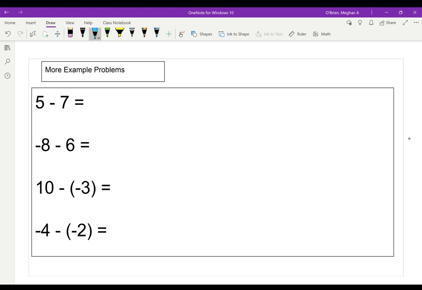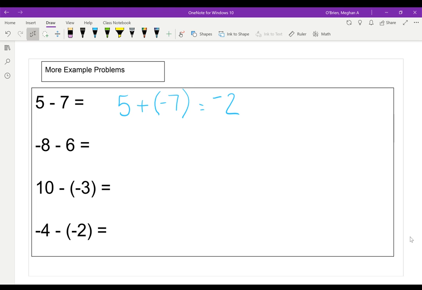So let's go through a couple options. 5 take away 7, I know, is the same as adding the inverse. It's the same as 5 add negative 7 because of that subtraction sign. We're going in the negative direction on the number line. We're going left. And if I think back to last week and what I know about adding integers, it's going to end up being negative because I've got more negatives. The 7's larger than the 5. And I'm going to land at negative 2.